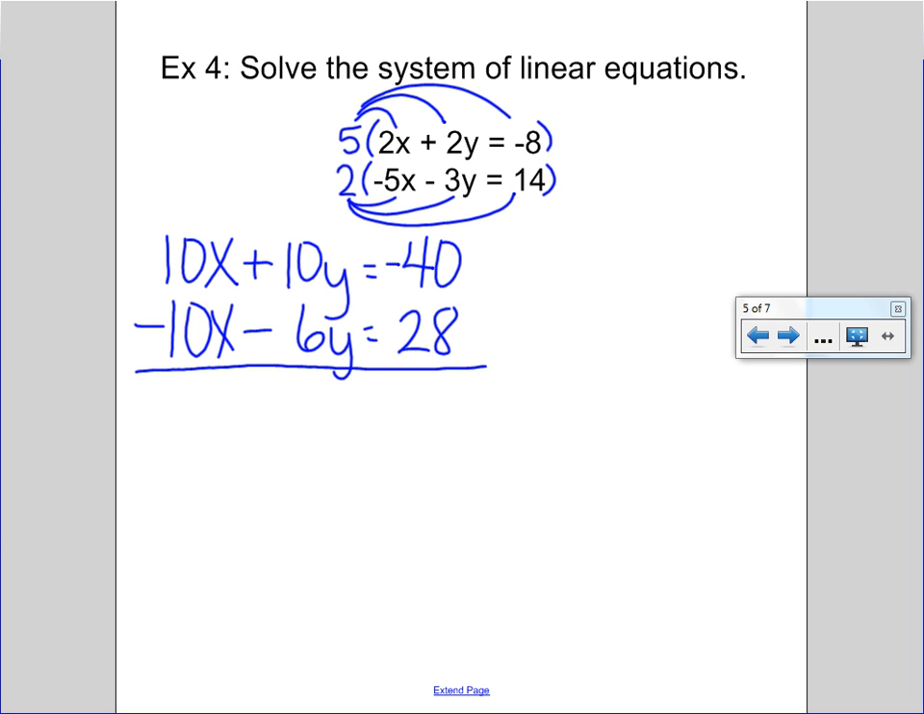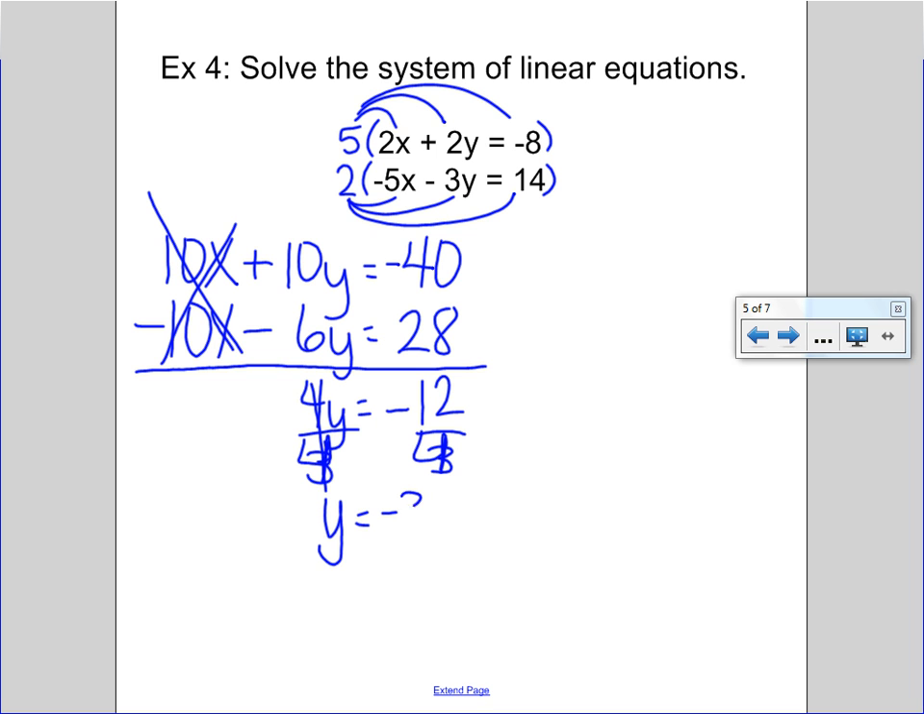Now I'm going to combine my two equations. So negative 40 plus 28 is going to give me a negative 12. 10y minus 6y gives me 4y. And 10x minus 10x cancels out. To get y by itself, I must divide by 3 on both sides. Not by 3, gosh darn it, I'm giving you the answer. I must divide by 4 on both sides. And then I have y equals negative 3.